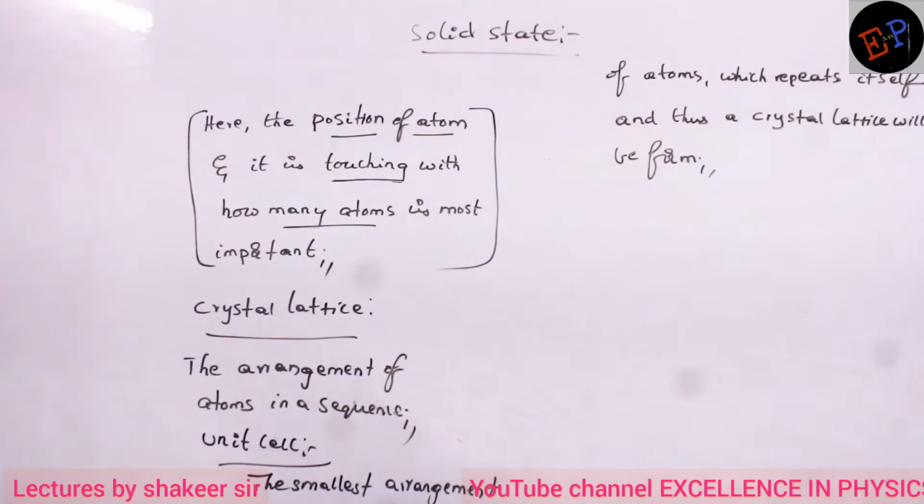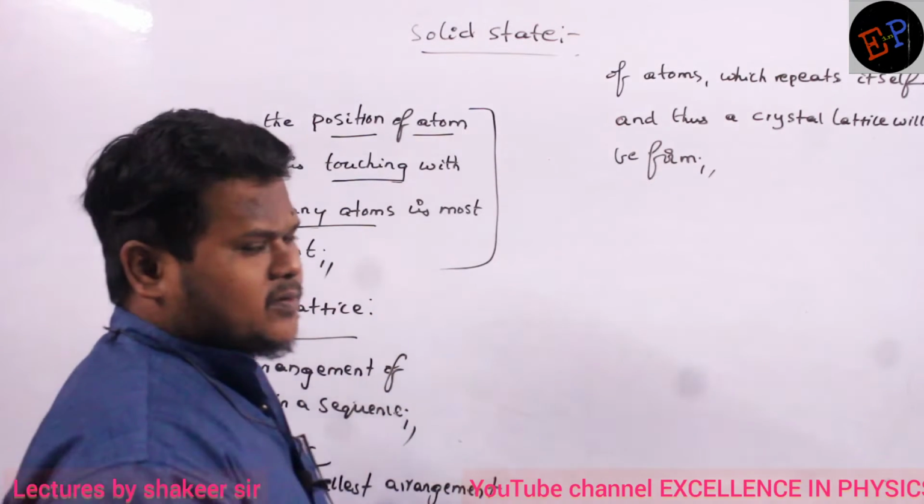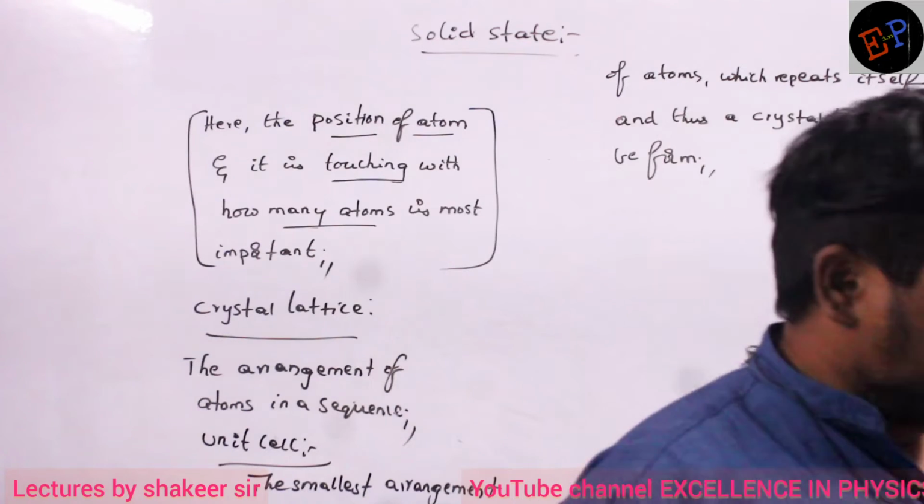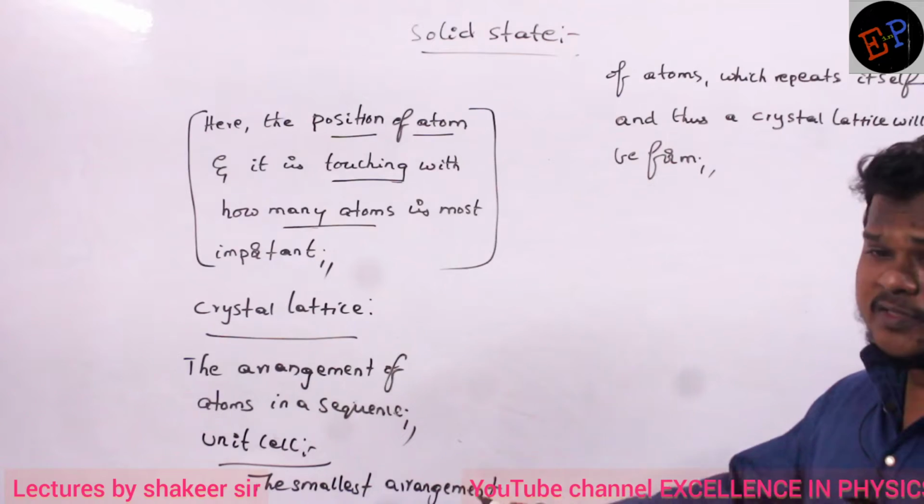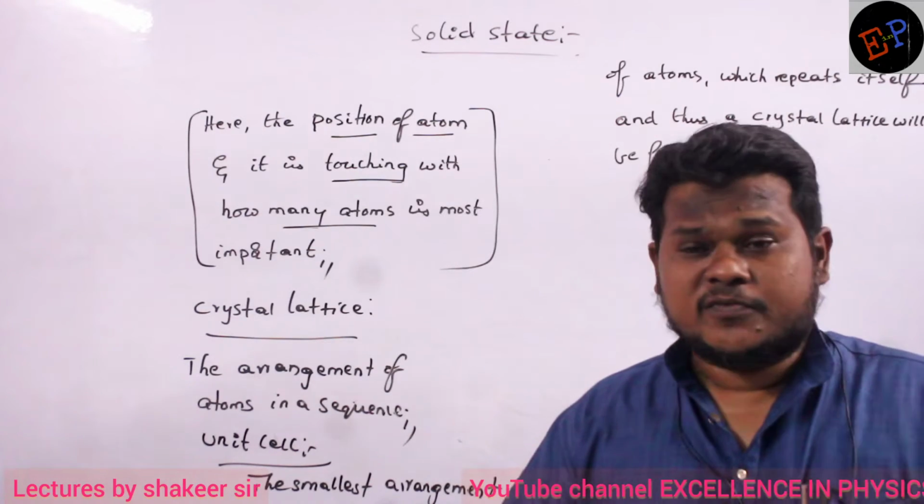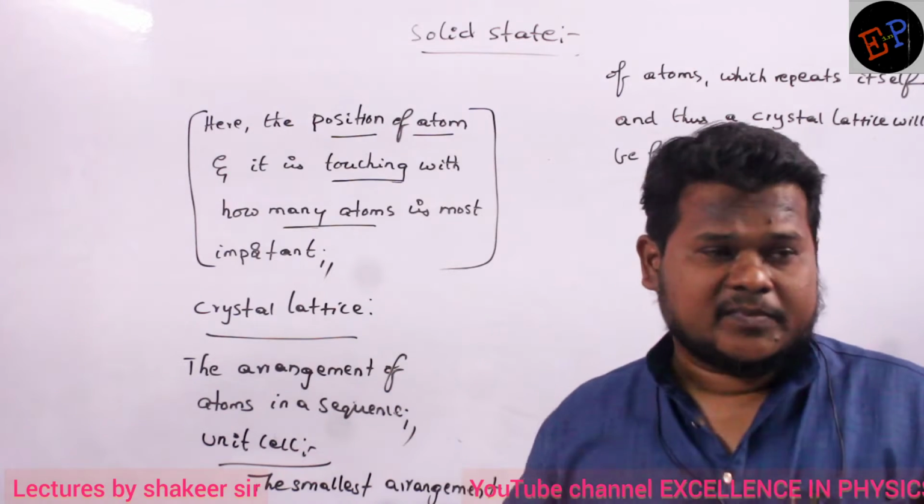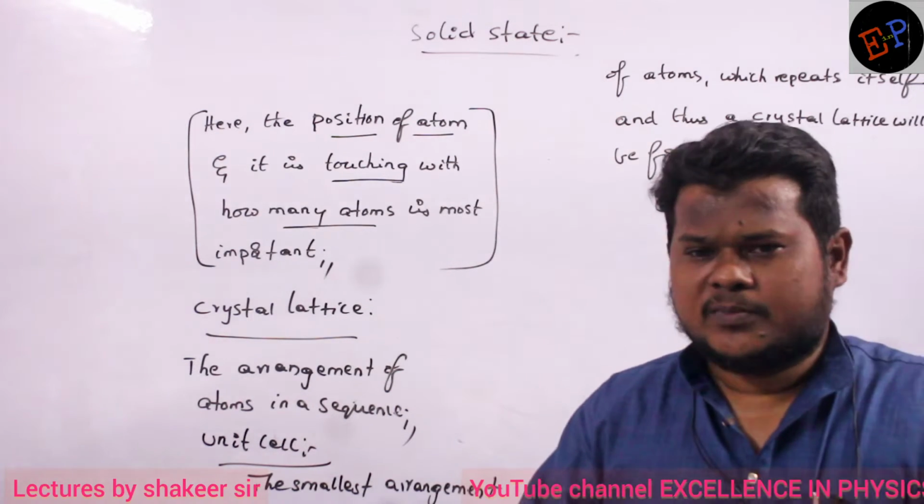Now can you say what is meant by unit cell? By looking at this definition, what have you understood? Unit cell means it is the smallest group of atoms or smallest arrangement of atoms which repeats itself continuously, so that finally a crystal lattice is formed. Are you able to understand?